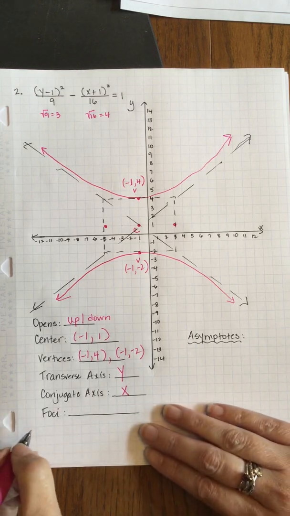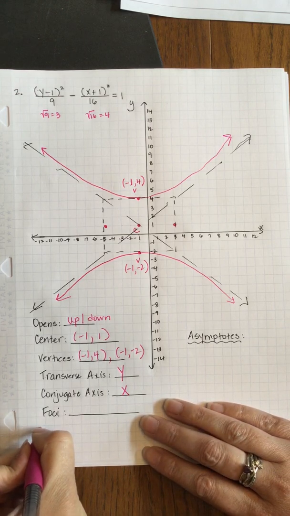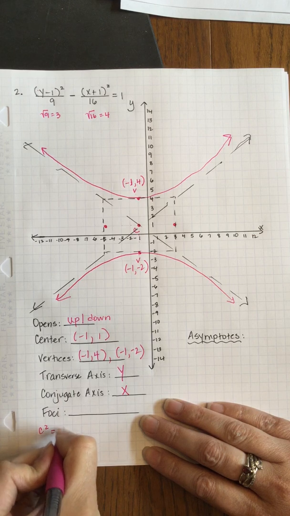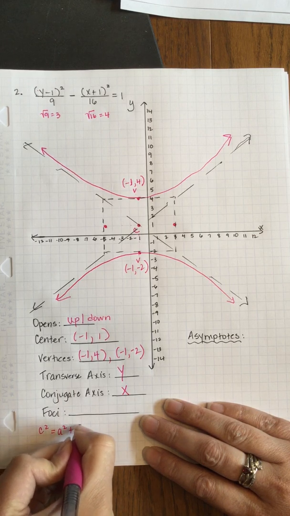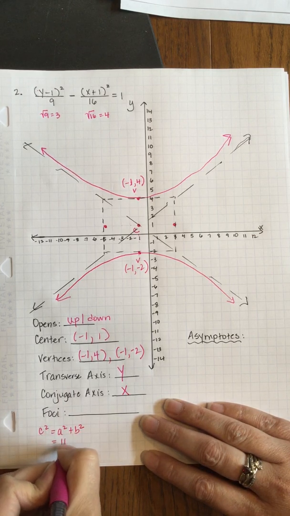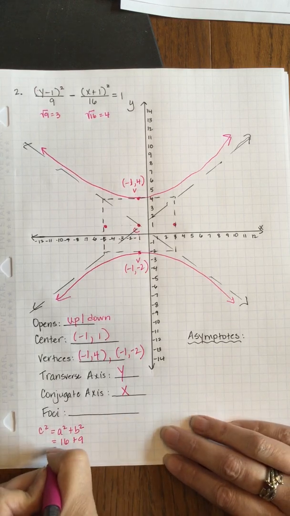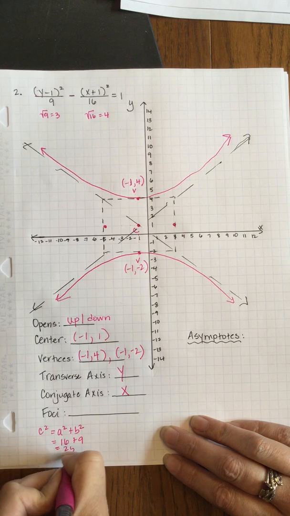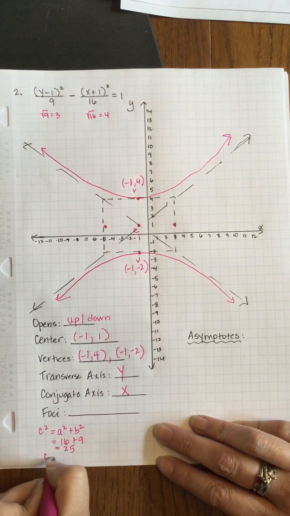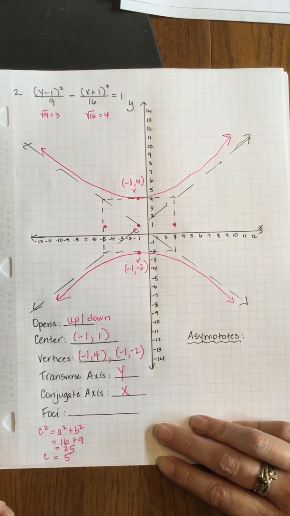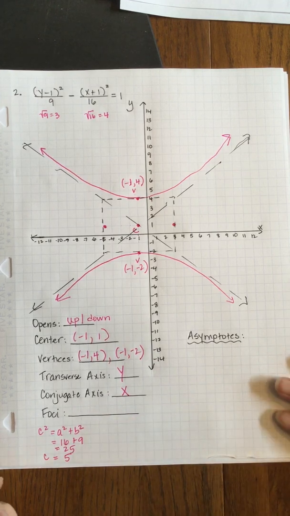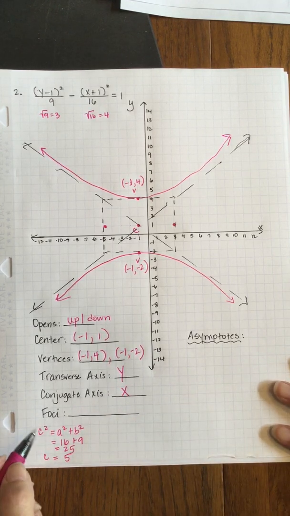Now the foci. The foci is going to be c squared is equal to a squared plus b squared. So here you're going to have 16 plus 9, and 16 plus 9 is equal to 25. So c is actually equal to 5. So we can actually plot these if we really wanted to.